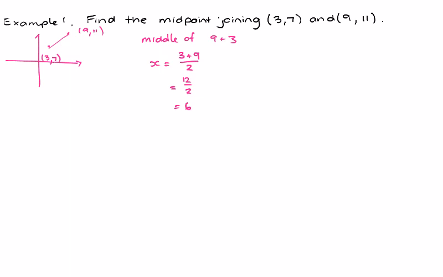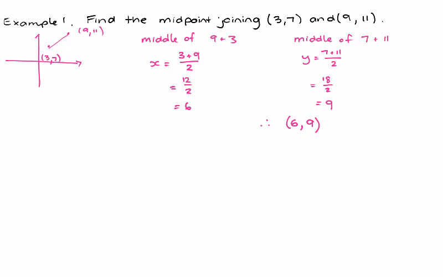And likewise, I do the same for the y's. I want to find the middle of 7 and 11. So I do 7 plus 11 divided by 2. 18 divided by 2 is 9. Now you can't leave your answer like that. You'd have to write it as a point. 6 and 9. And that's your coordinate.